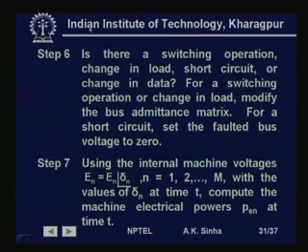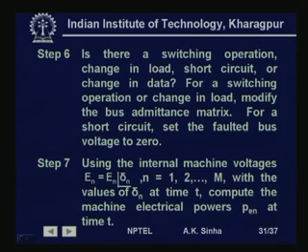Now, is there a switching operation, change in load, short circuit, or change in data? If any change occurs, we have to take care of that. If there is no change, then we proceed further. If there is a change, that is, a switching operation or change in load, modify the bus admittance matrix. That is, if the load is changed or a line is tripped, then the Y bus matrix needs to be modified, because the admittance of that line will now become 0. Similarly, if the load is changed, then that load admittance has to be changed. So, the Y bus matrix is modified.